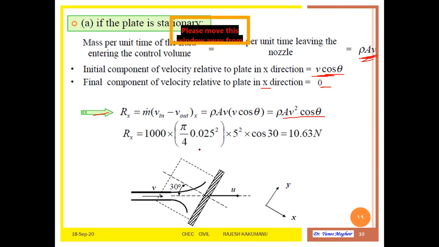Now substituting values, Rx is equal to rho equal to 1000, area A equal to pi by 4 into 0.25 square after converting into meters, into velocity V square, with the angle 30 degrees. This is what you are getting, right? So when it is making an angle of 30 degrees, the resultant force is 10.63 Newton.